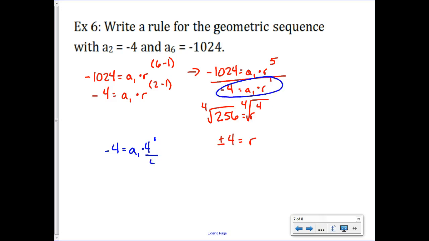So then I divide by 4, since that's 4 to the 1st. I get a sub 1 equals negative 4. Or sorry, negative 1. Negative 4 divided by positive 4 is negative 1. So that rule would be a sub n is equal to, we used r as positive 4, a sub 1 is negative 1 times positive 4 to the n minus 1.